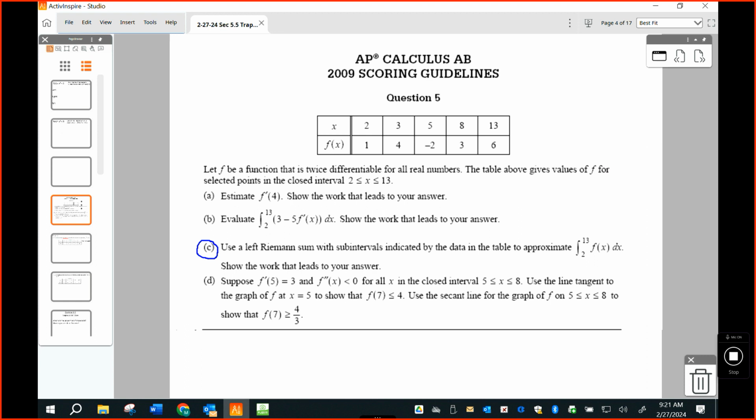Use a left Riemann sum with how many rectangles? With subintervals. That's all it says. It doesn't tell you how many to use. It just says with subintervals. If it doesn't tell us how many subintervals to use, how many do we want to use to get us the most accurate approximation? As many as we can. Okay, looking at that table of 5 x values, what's the most number of rectangles I can use?